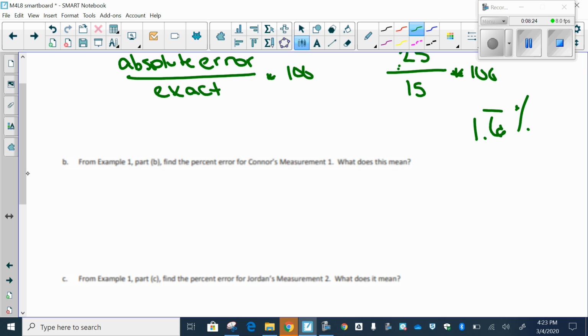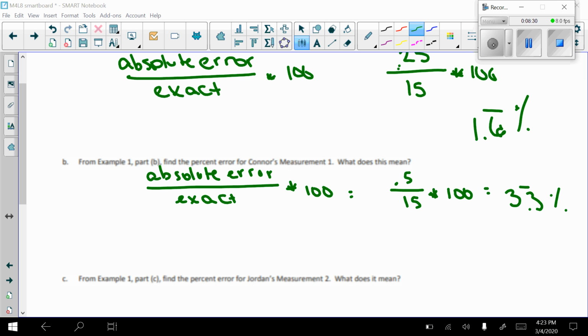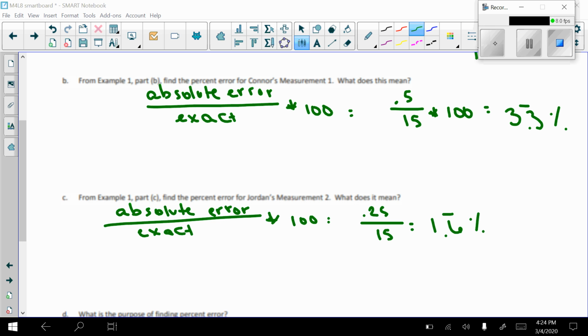Connor's measurement 1. Give it a try. Pause the video and try it. You might have to look at the previous page. How did you do? 3.3 repeated percent. About 3% off. Okay. So try Jordan's. Pause the video and try Jordan's. How did you do for Jordan? So as always, make sure you replay the video if you need to, and jot down any questions so you can ask in class. All right, we're going to skip part D right now, and we're going to go on to the next page.